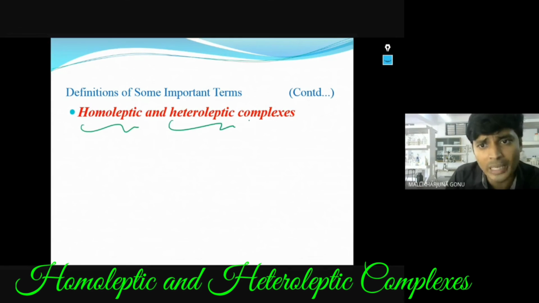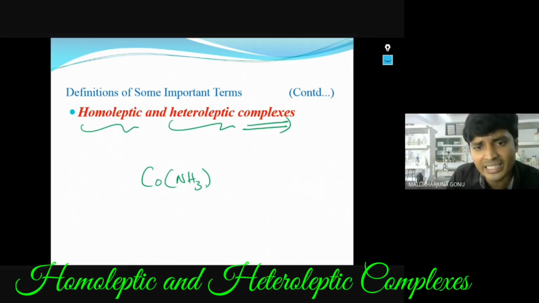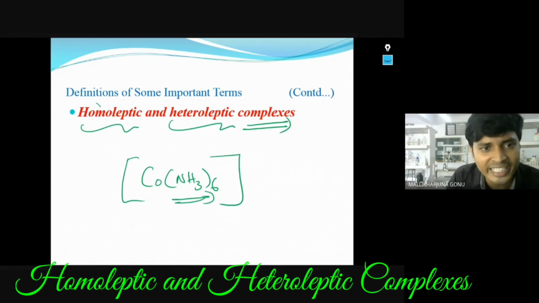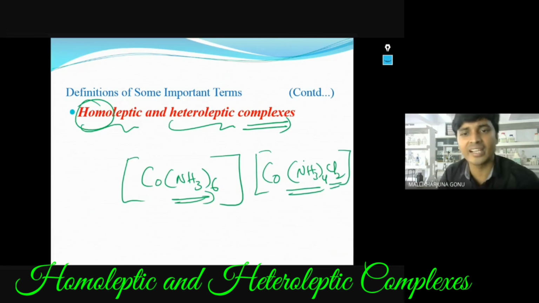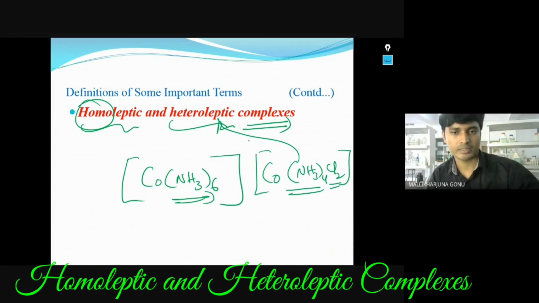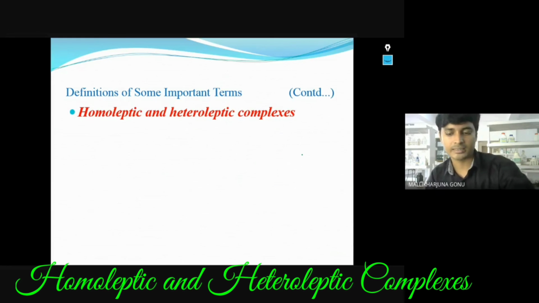Homoleptic and heteroleptic complexes. What do homoleptic complexes mean? For example, Co(NH3)6. The same type of ligands is there, so we call it homoleptic. What does heteroleptic mean? For example, Co(NH3)4Cl2. Two or more different ligands are there. That type of compounds are called heteroleptic complexes. Here only one type of ligand, here two different types of ligands it is having.